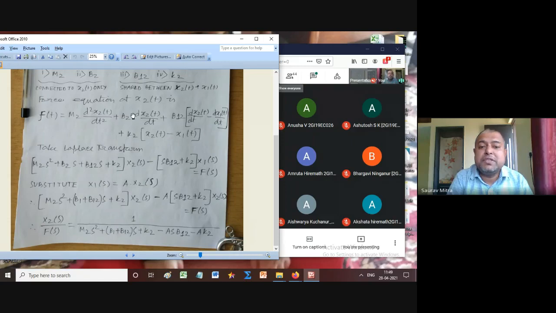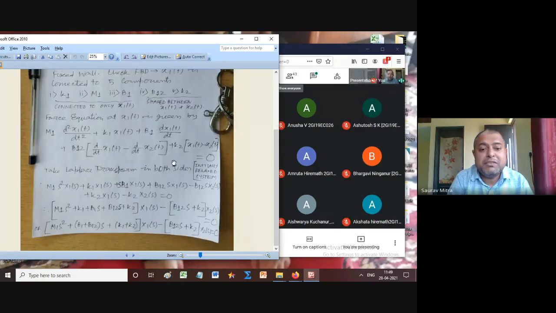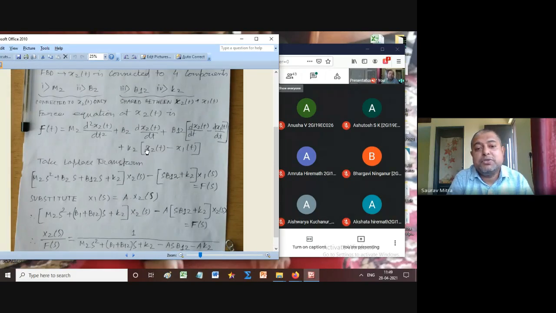It is connected to the friction, d x2 by dt, plus... So there is a shared component, and whenever I am writing the shared component for x2, I should write x2(t) minus x1(t) for k also. But check the previous case: whenever I had written for x1, I wrote x1 minus x2, because that was for the x1 node. Now it is for the x2 node, hence this should be x2 minus x1.